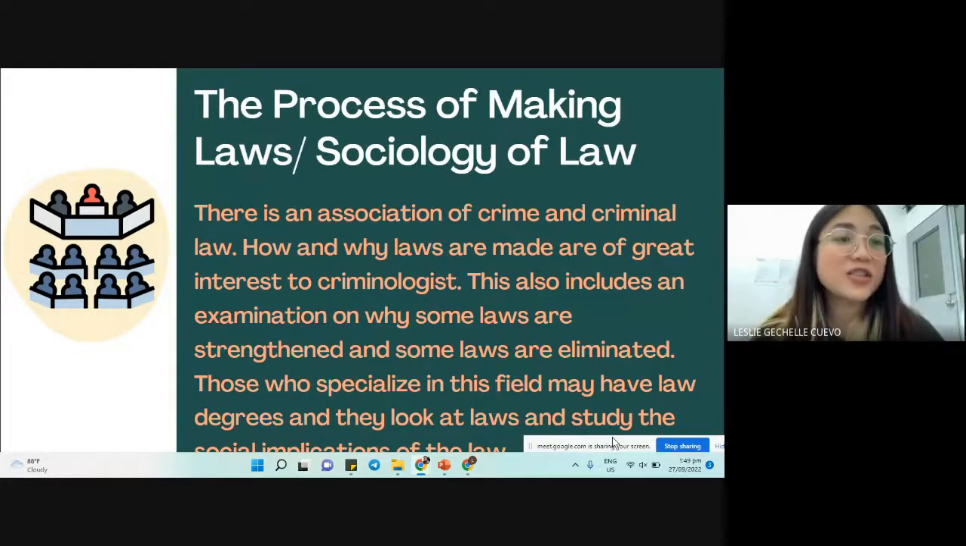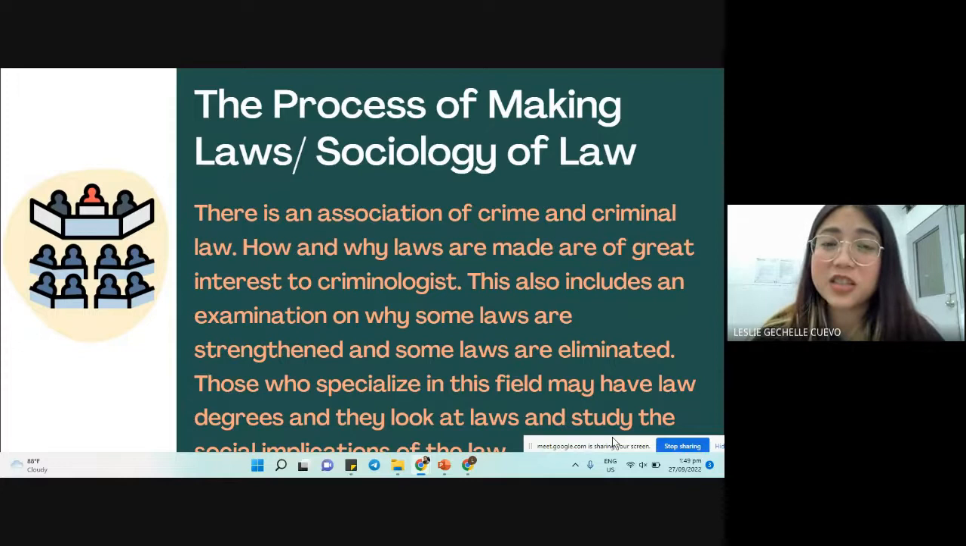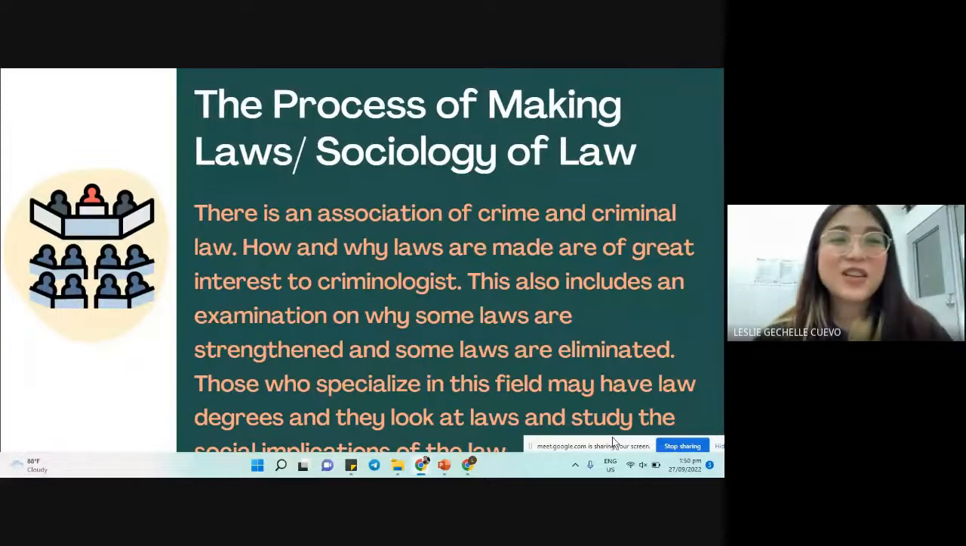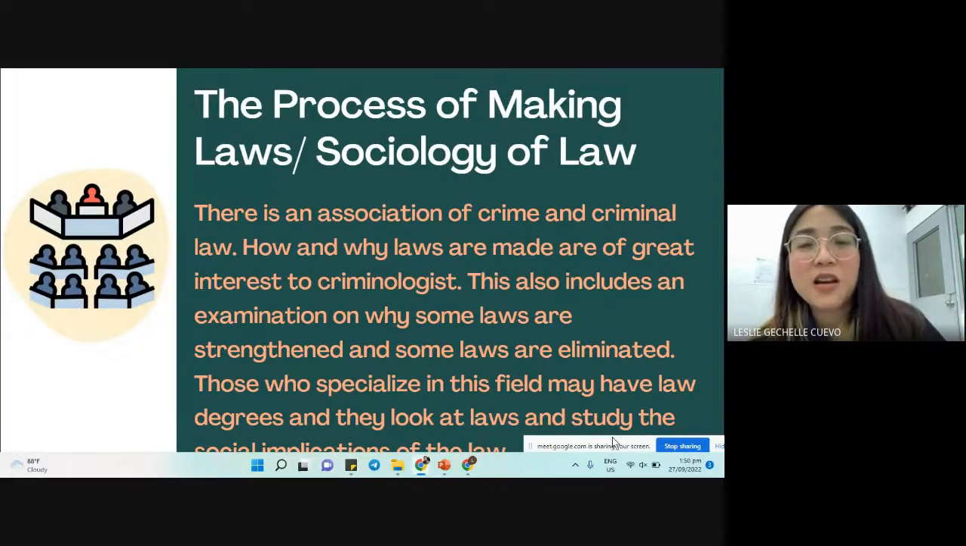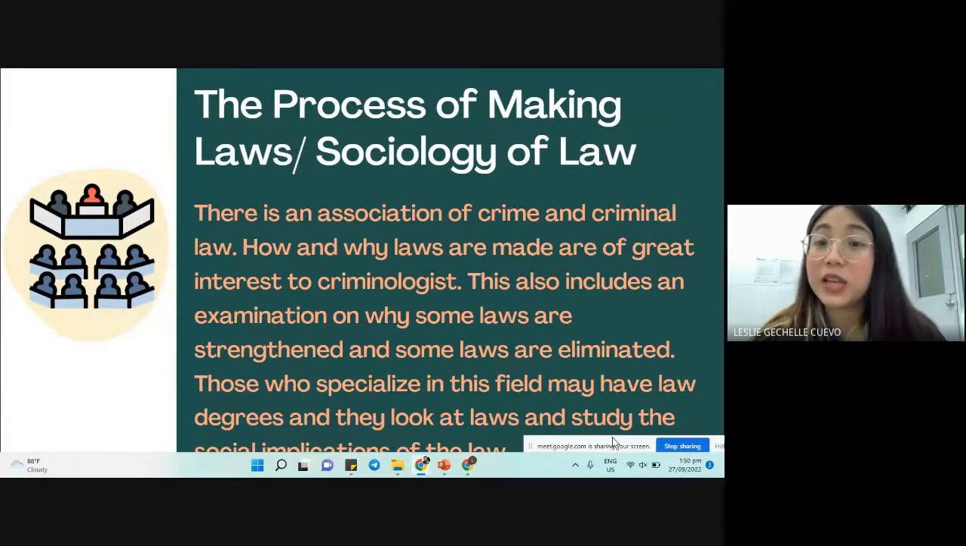Governor? Senators? Okay, tama yun, senators and other representatives sa Congress. And we call this branch, ano tawag sa branch ng government? Legislative branch, ma'am. Legislative. Okay, tama. So we call this the legislative branch. They are in charge of creating or making laws. There is an association of crime and criminal law.